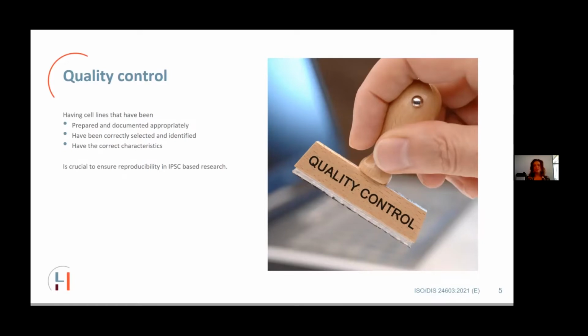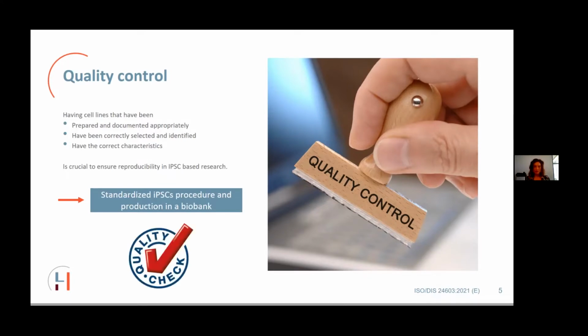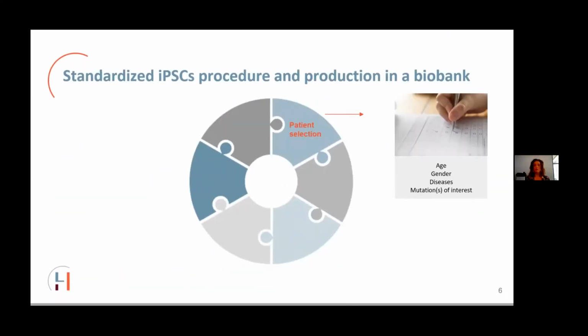So it is really important to have quality control put in place, because having cell lines that have been prepared and documented appropriately, have been correctly selected and identified, and have the correct characteristics is crucial to ensure reproducibility in IPSC-based research. So I'm going to show you how we standardize in a biobank an IPSC procedure and production. And all along my presentation, you are going to see this logo, the quality control check, appear at the key points.